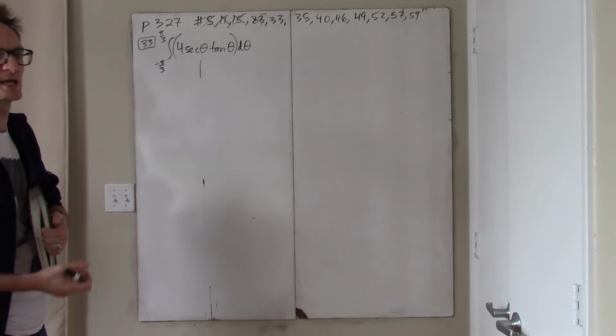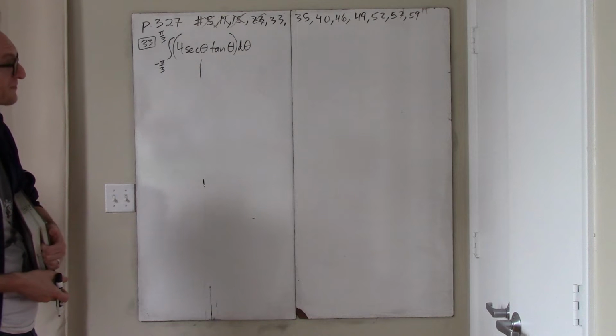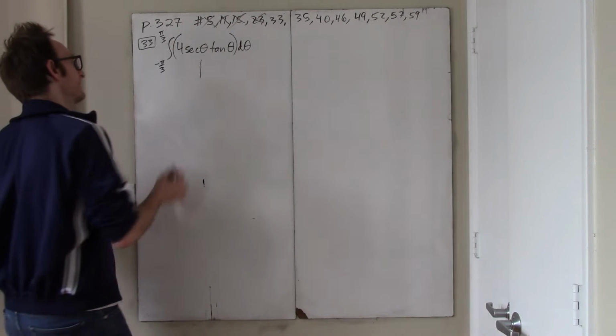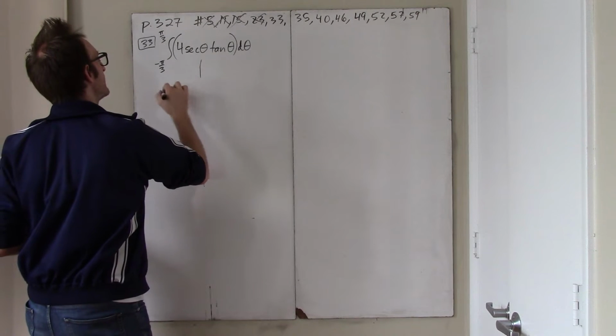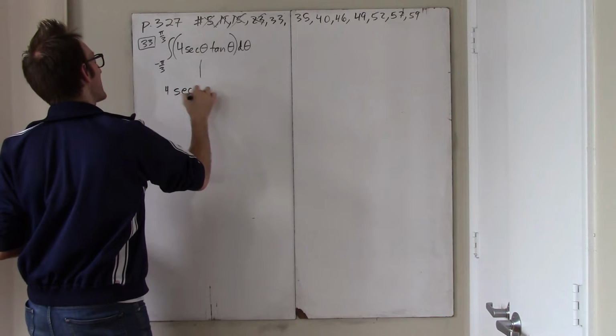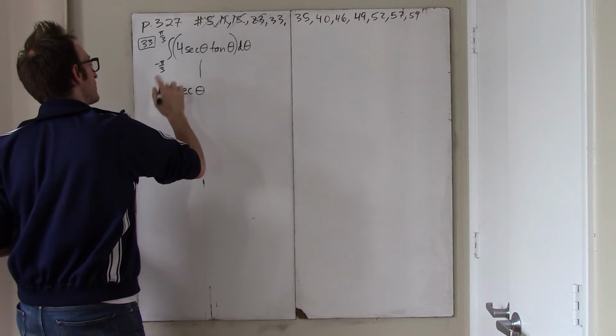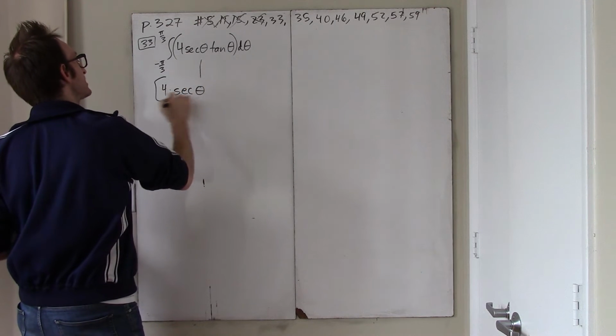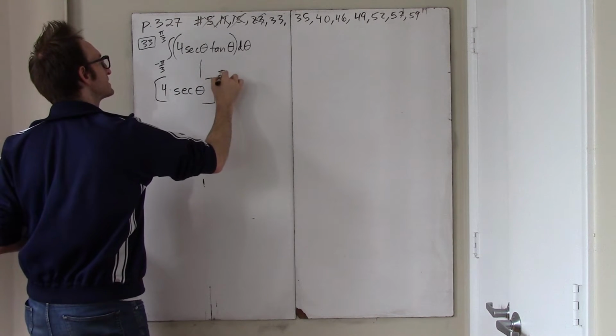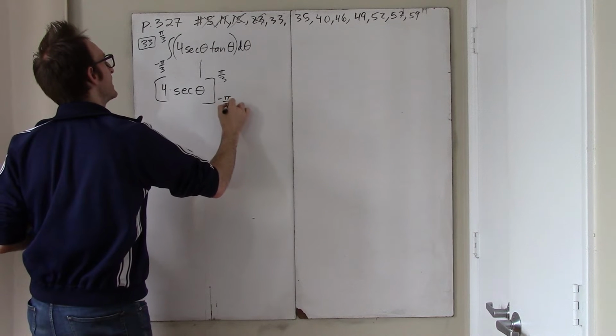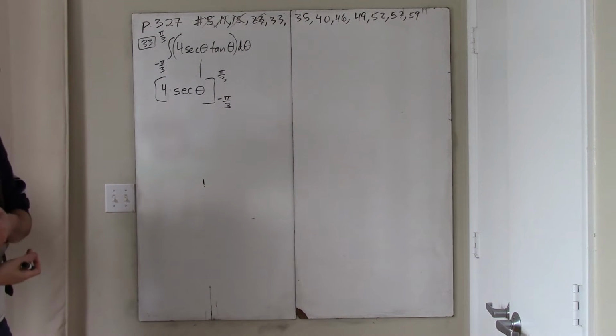Well, yeah, I do, because I just have memorized all my derivative rules. The derivative of secant is secant theta tan theta. And therefore, the function 4 secant theta is a function which, when differentiated, gives you that. And so the answer to this problem is just going to be the 4 secant theta evaluated at pi over 3 and negative pi over 3.